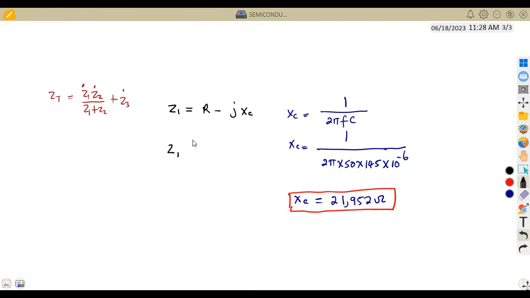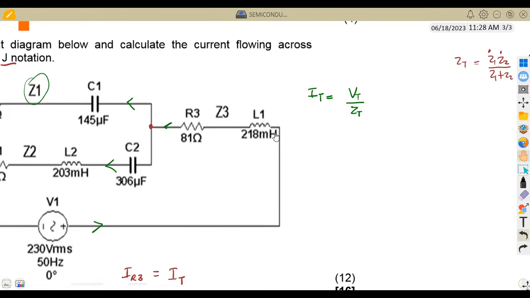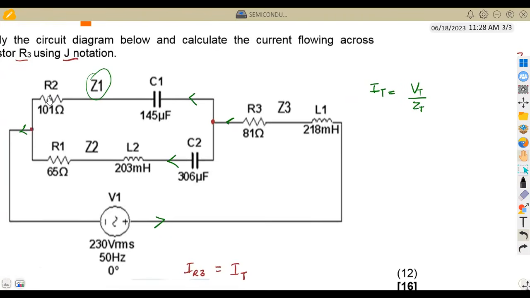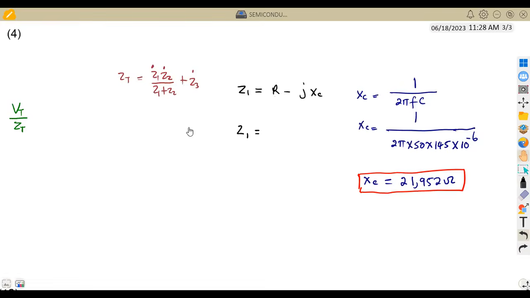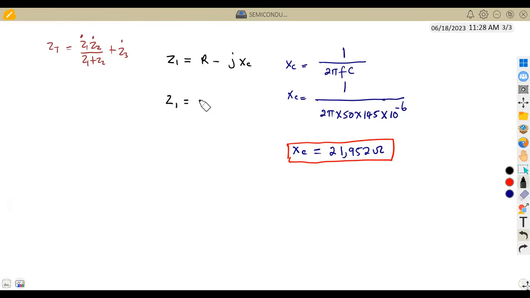Remember, we are supposed to use complex numbers, that is the j notation. So we are now going to find Z1, where we said there is a capacitor, so it's going to be minus jXC. We use the resistance that is in this connection. From this point to this point, there's a resistor R2, which is given as 101. So Z1 is 101 minus j XC, which is our capacitive reactance, which we got as 21.952, measured in ohms in this case. All right, so this is what you're going to have.